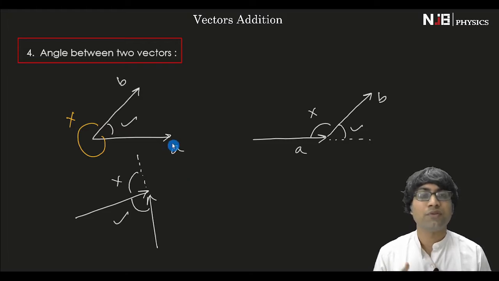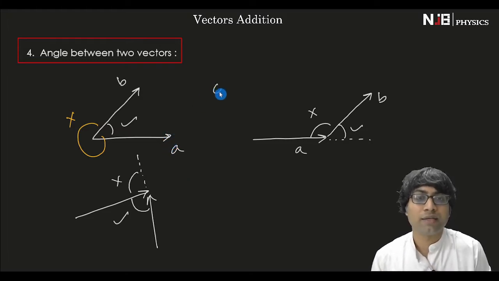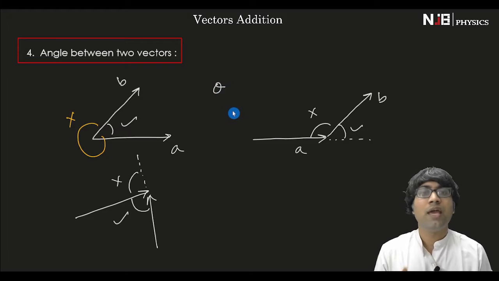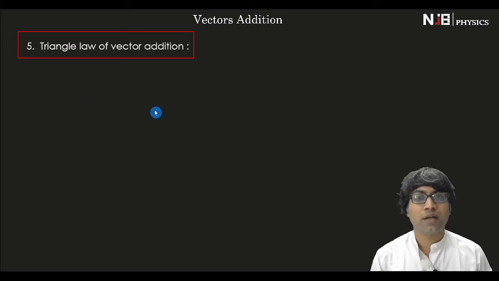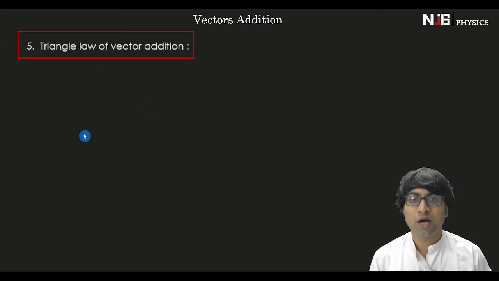Generally, this angle between the two vectors is denoted by theta. You can also use any other notation for it, but we will be using theta for the angle between the two vectors. Let's now talk about the triangle of vector addition. The triangle of vector addition is useful when we want to add two vectors. Let's see how we are going to do that.